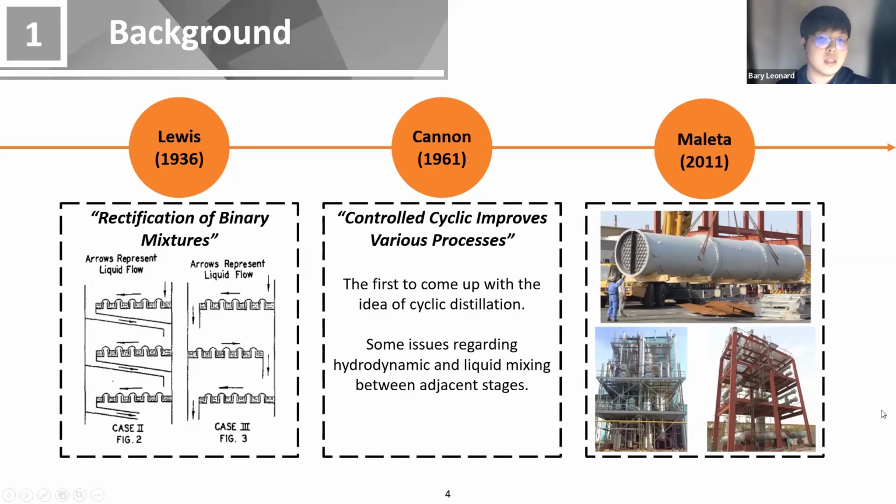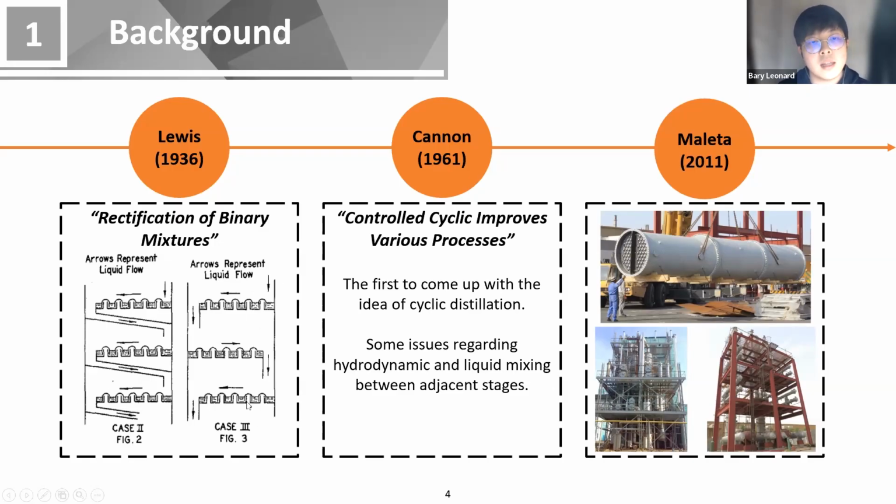And basically, if we take this system way further, we can see the basic concept from the work introduced by Lewis in 1936. So actually, this system has been here for a long time. And if we take a look at Lewis' paper entitled The Rectification of Binary Mixtures, we can see that he introduced three types of distillation column. And here I'm going to just talk about these two types, case 2 and case 3.